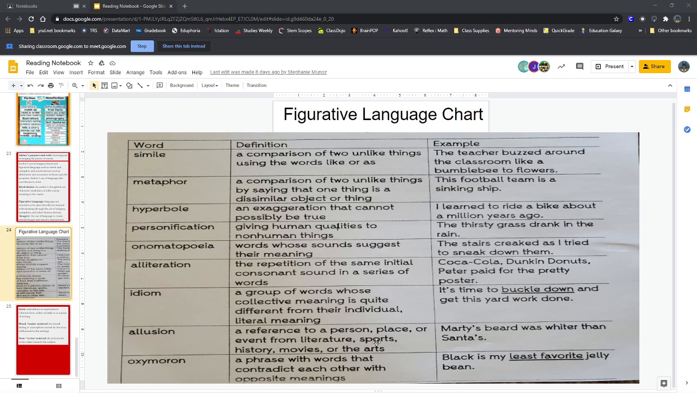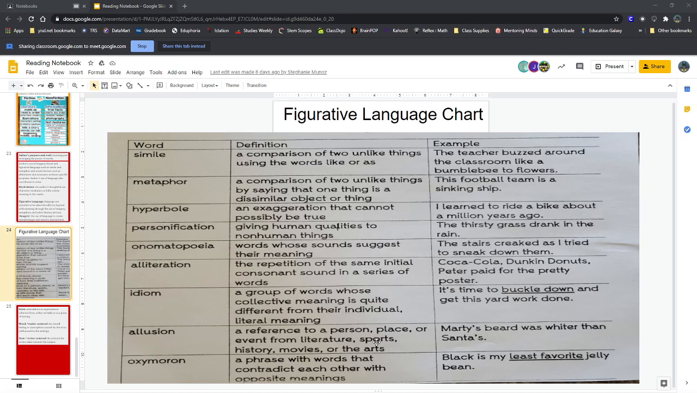So when they say that his beard was wider than Santa's, they're letting you know that this beard, whoever Marty is, his beard is really, really white. But the thing with allusion is, if you make an allusion to a person, a place, or something that happened, but not everyone knows who that person is or what that place is or what happened, they're going to be very confused.